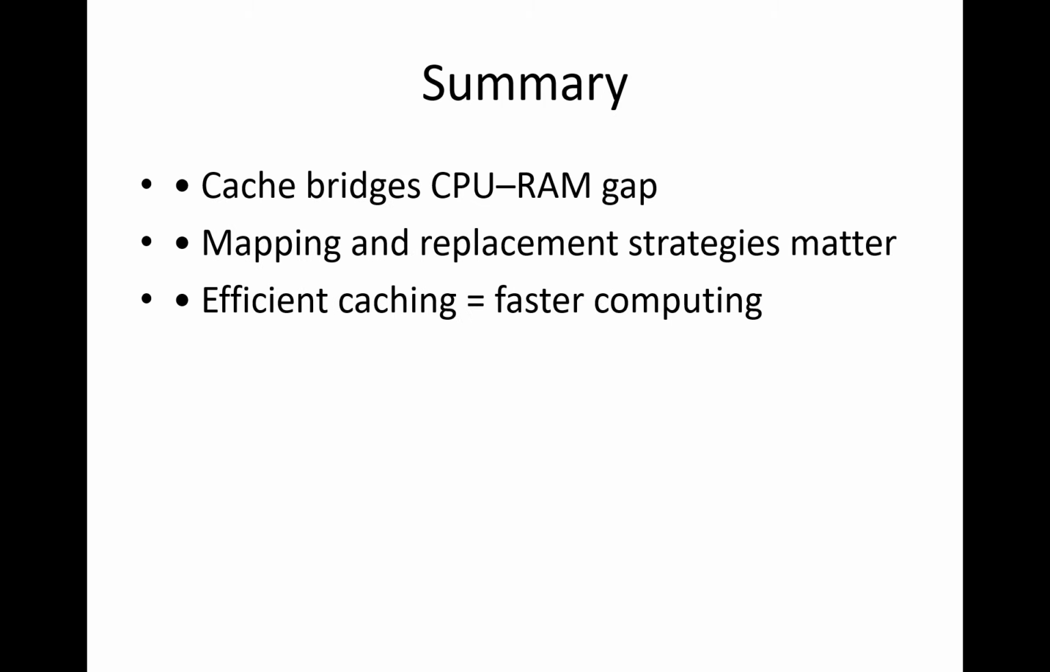So, the summary. Let's summarize everything. To wrap up, the cache bridges the speed gap between the CPU and the RAM. The mapping and replacement strategies matter. Different mapping, replacement, and write strategies help balance the speed and the cost.